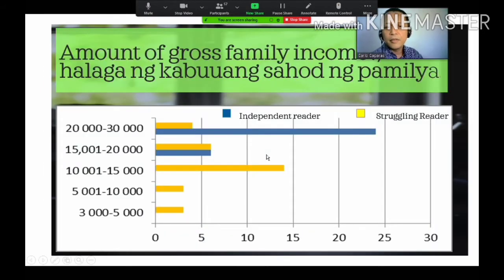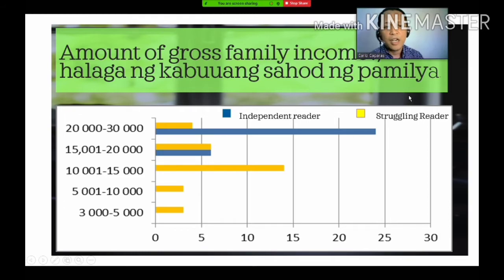Next, we have the amount of gross family income, or halaga ng kabuuang sahod ng pamilya sa isang buwan. Again, looking at the bar, most of the independent reader families accumulate 20 to 30,000 a month, while most of the struggling reader families only accumulate half, or 10,000 to 15,000 a month.